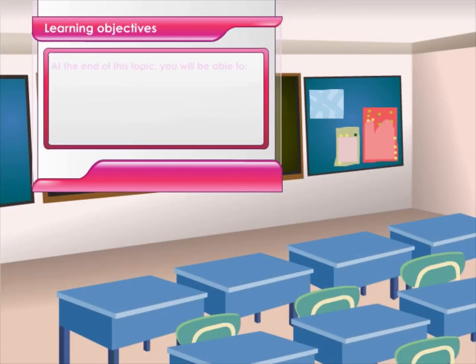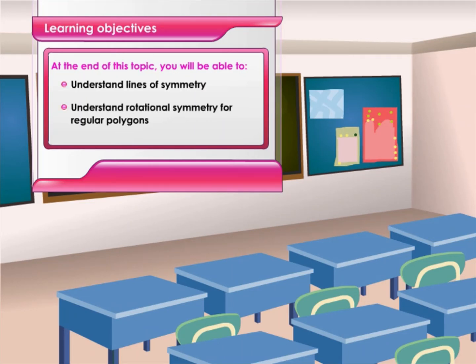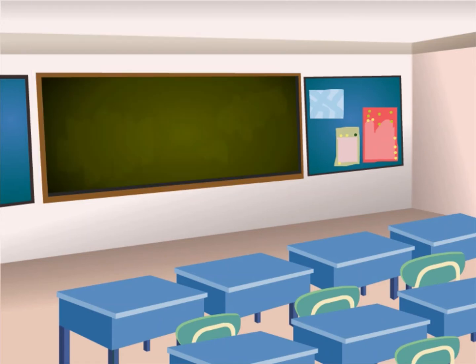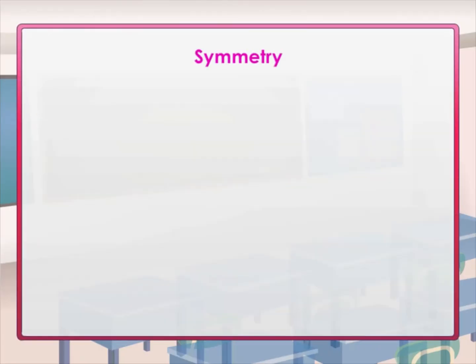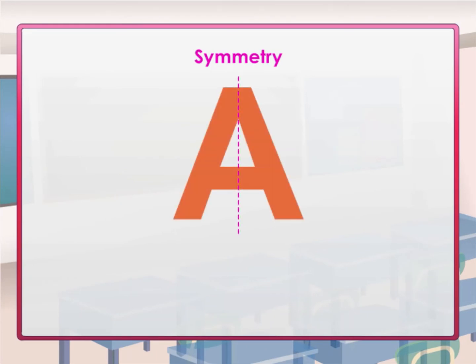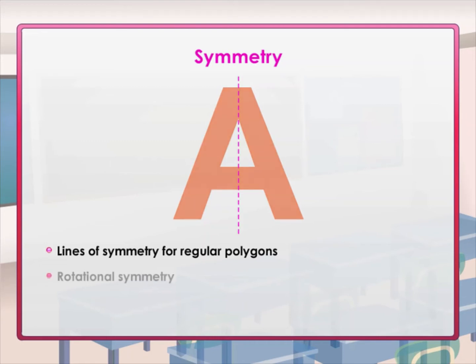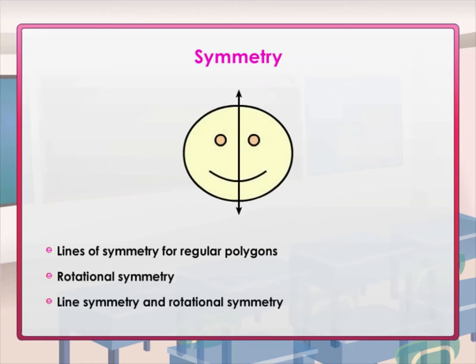Learning objectives. At the end of this topic, you will be able to understand lines of symmetry and understand rotational symmetry for regular polygons. Welcome to the chapter Symmetry. In your previous class, you have already learnt about line symmetry. In this chapter, you will learn lines of symmetry for regular polygons, rotational symmetry, and line symmetry and rotational symmetry.